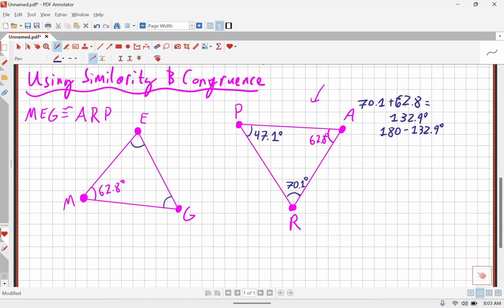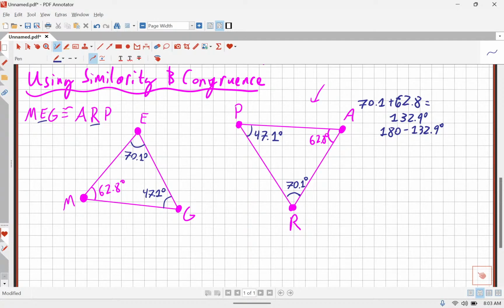Let's see here. Which one do you want to find next? Holland, what's the next one that makes the most sense for you to find? Yeah, E. And what's the measure of angle E? That's right, because E lines up with R in my statement, 70.1 degrees. And how about G? Perfect. Awesome.